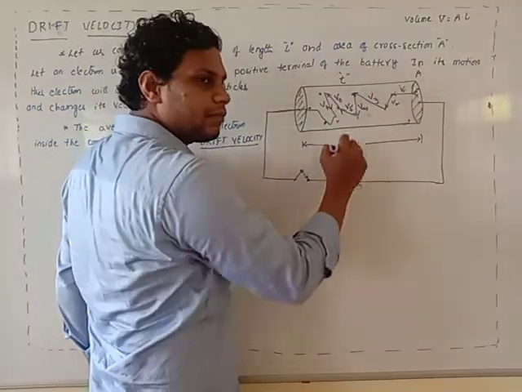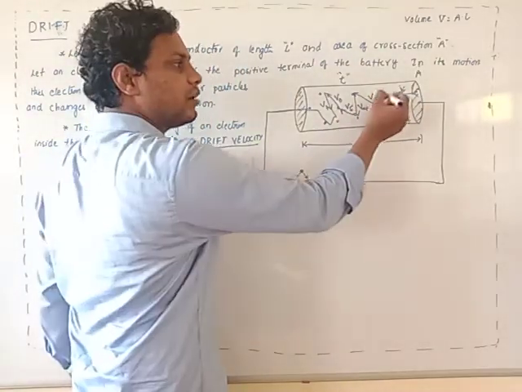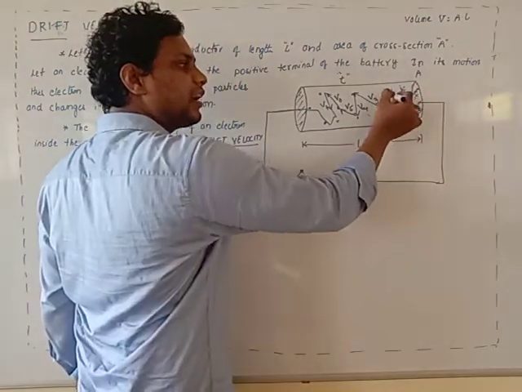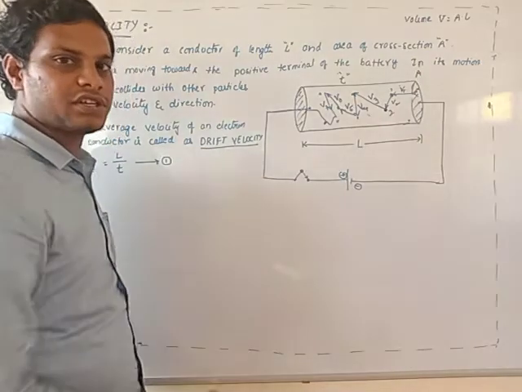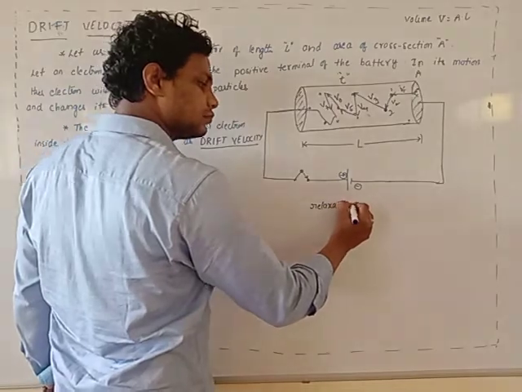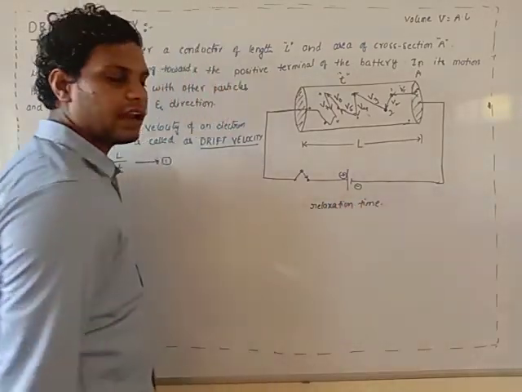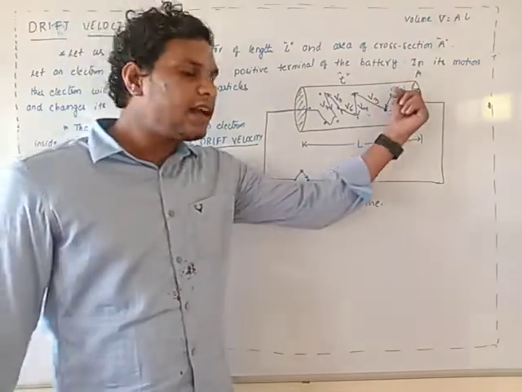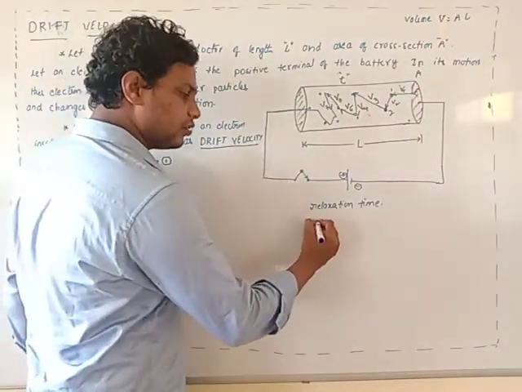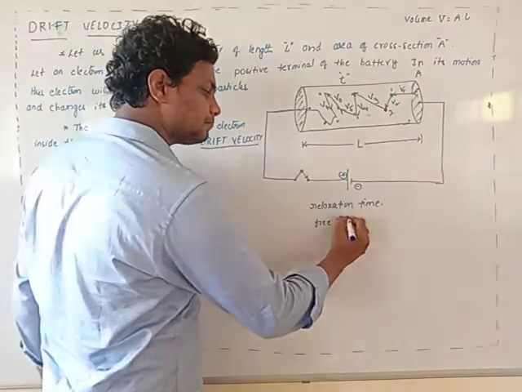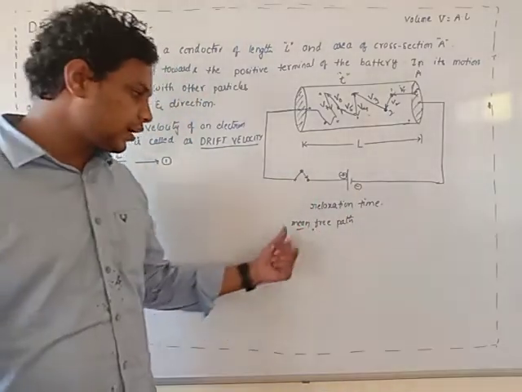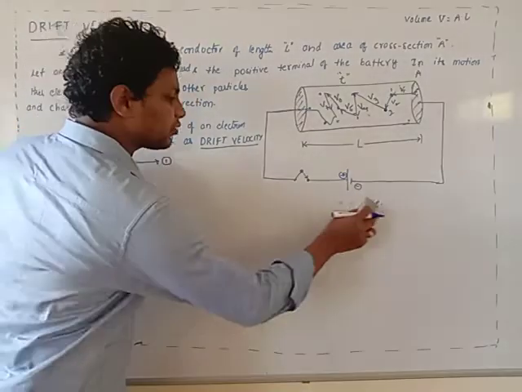The time taken between two successive collisions, for example I will take this as the first collision and this as the second collision, is called relaxation time. Clear? That time is called relaxation time. And the path covered between the two collisions is called free path or mean free path. Here I am not going to explain that. I will take this point, that is relaxation time.